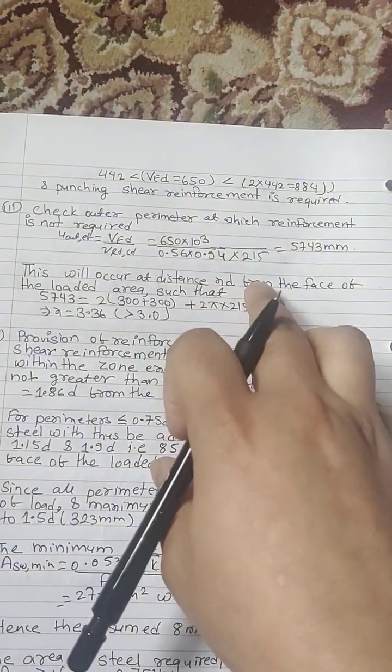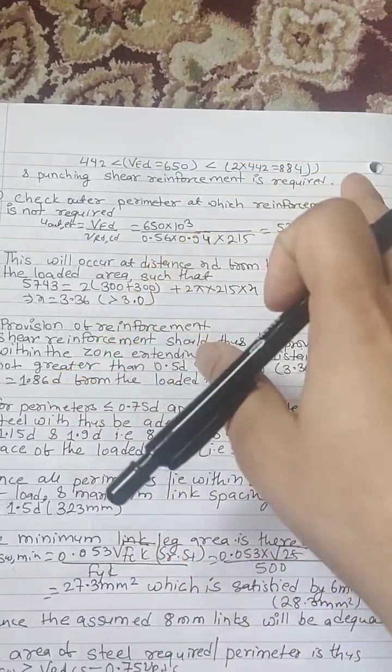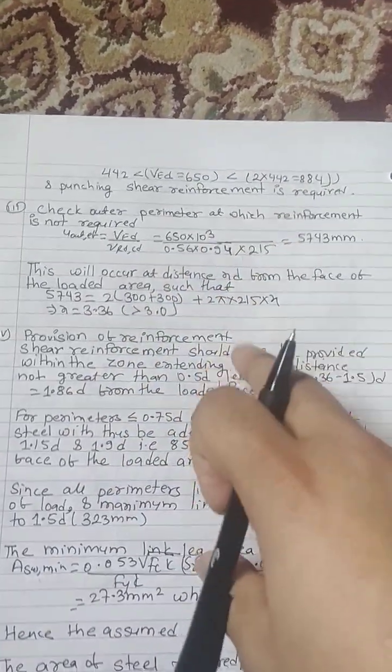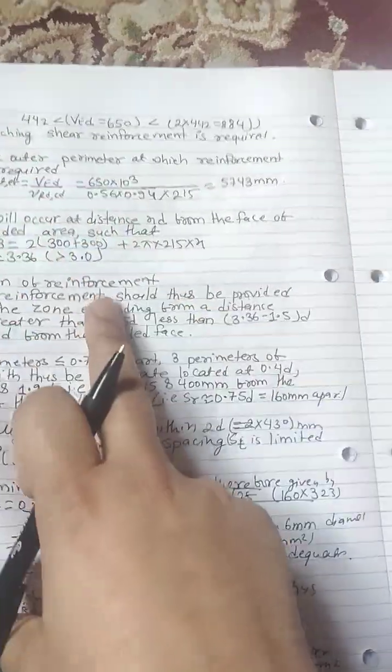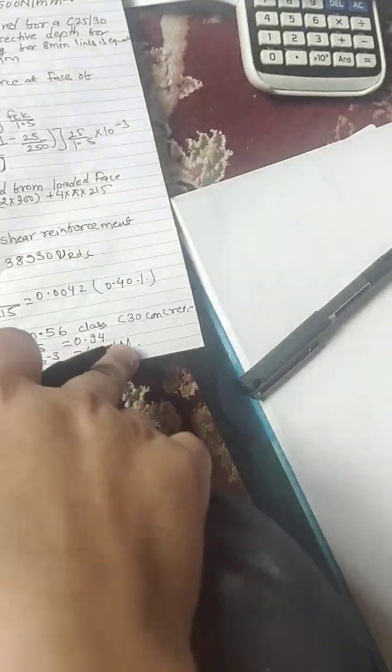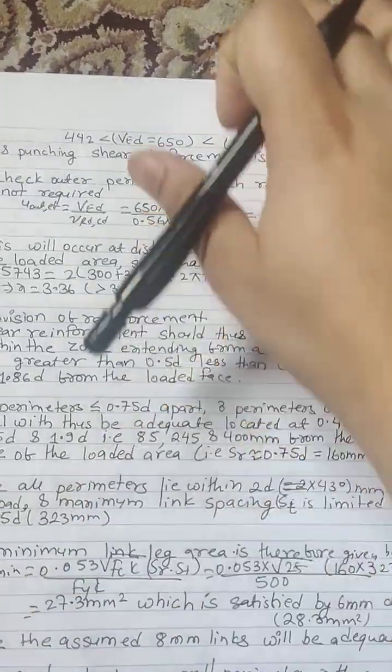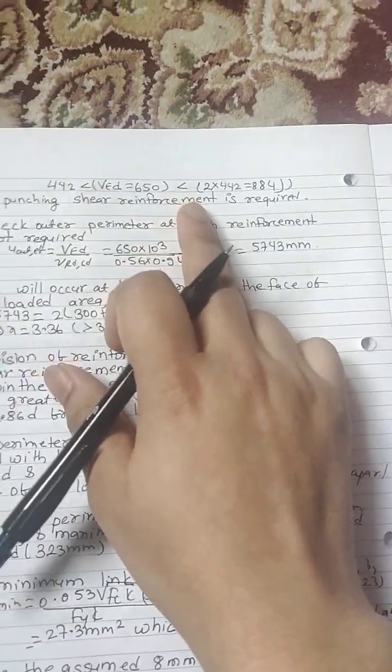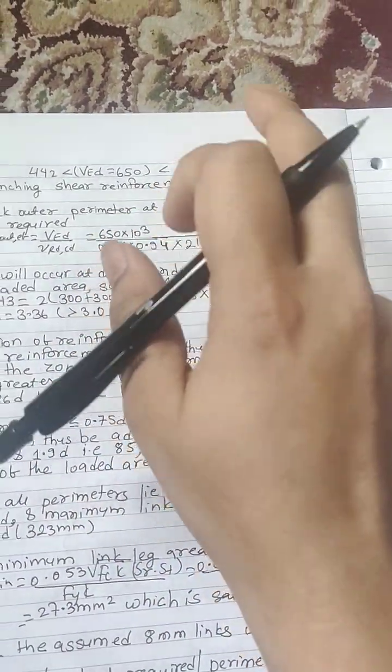After that I will show the new portion. For the result, VRd,c is equal to 442 kN, but we need to carry the load of the slab, 650 kN, so shear reinforcement is required.